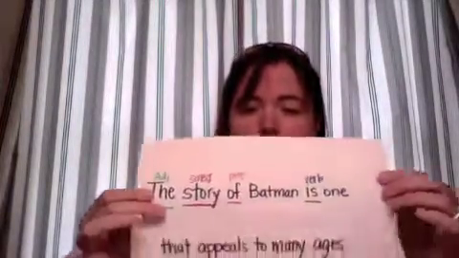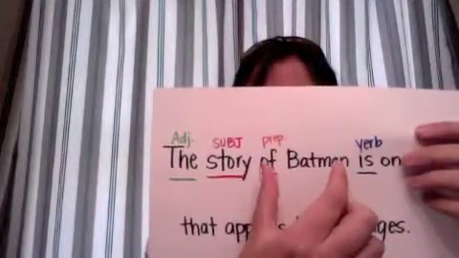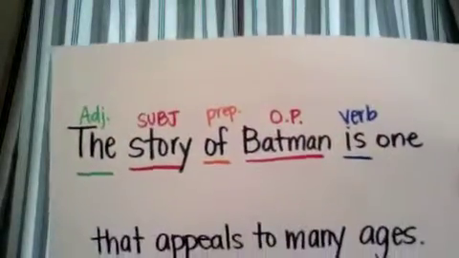So if you'll remember, prepositions are used to show relationship of words to other parts of the sentence. So the story of Batman is a prepositional phrase. So Batman is going to be what's called the object of that prepositional phrase. So I'm going to mark Batman with an OP. Okay, so you see Batman there. Now, the story of Batman is one. One is another name for the story. So that's a predicate nominative. Again, I'm going to mark that with red.